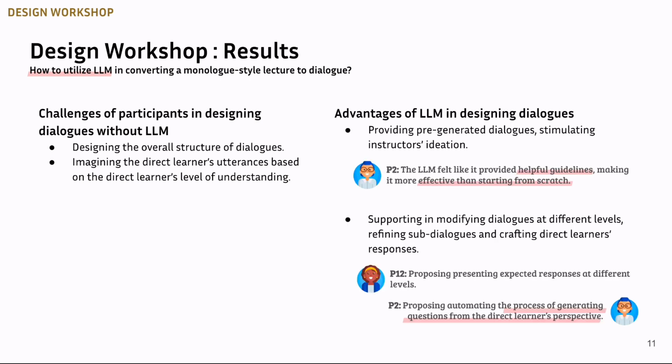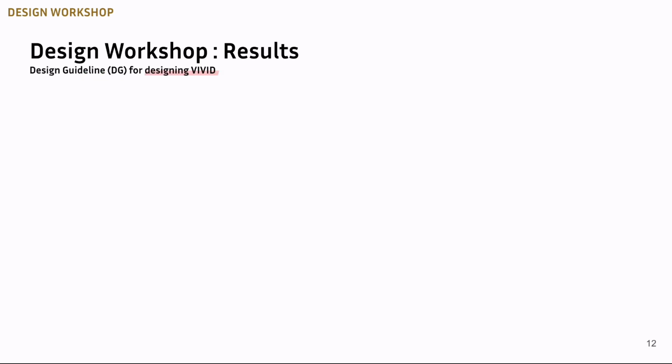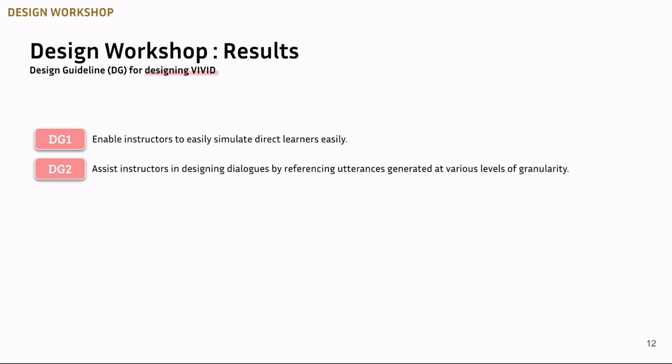However, we observed that LLM can offer valuable guidelines for structuring dialogue and provide diverse learner responses or sub-dialogues at different levels of detail. Based on observations, we devised 4 design guidelines for designing Vivid. First, the system should enable instructors to simulate direct learners easily. Second, the system should assist instructors in designing dialogues by referencing utterances generated at various levels of granularity.